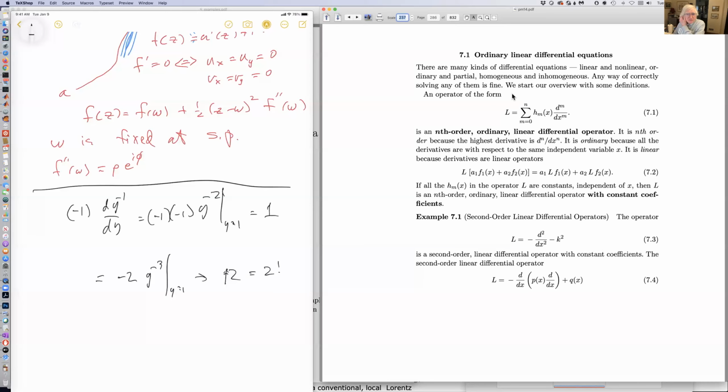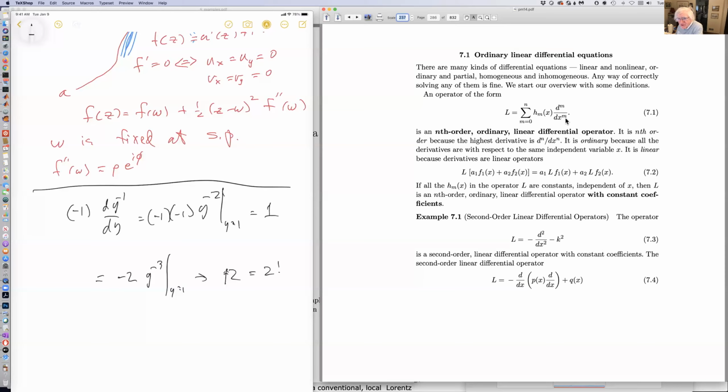All right, so with that out of the way, let me just write down a general nth order ordinary linear differential equation, linear differential operator. So it's a sum of a bunch of derivatives. We're here with one variable. Ordinary means that the derivatives all are with respect to one independent variable x, nth order because the highest derivative is the nth derivative.